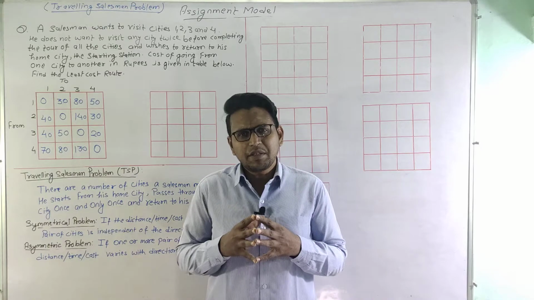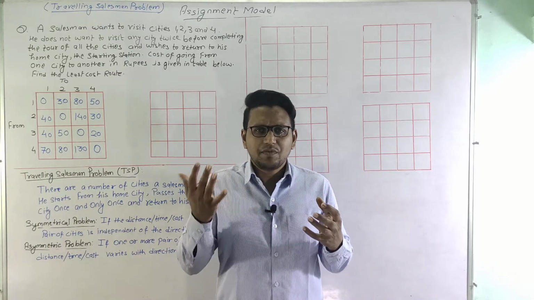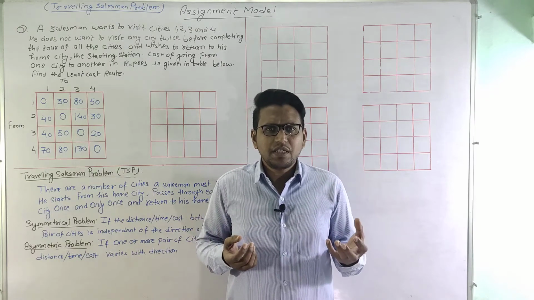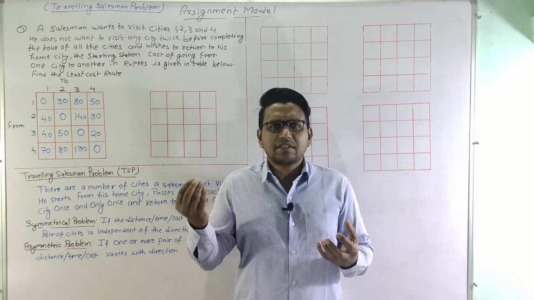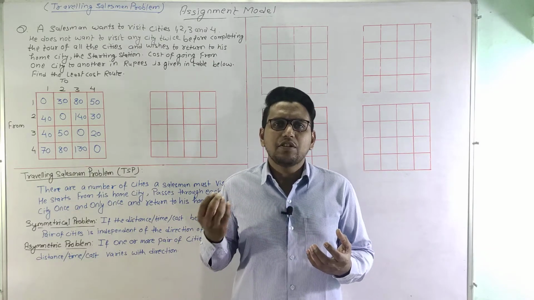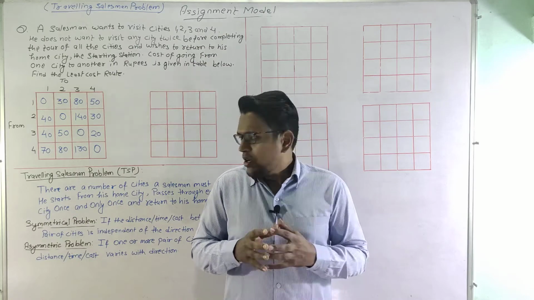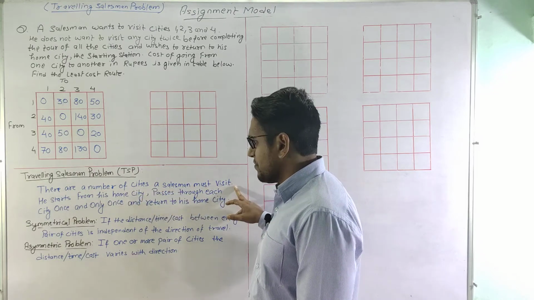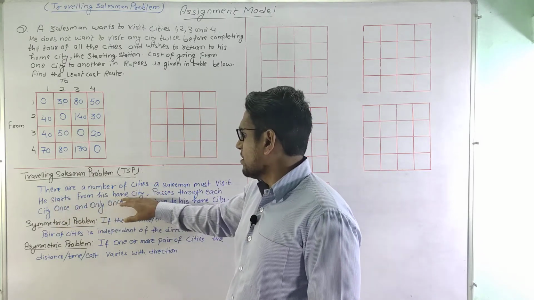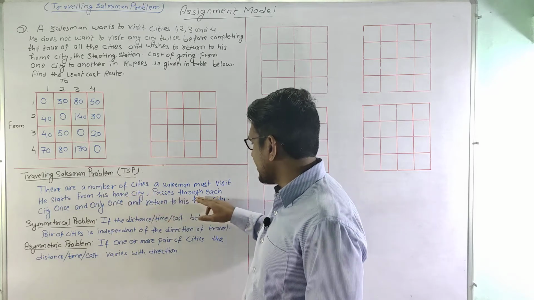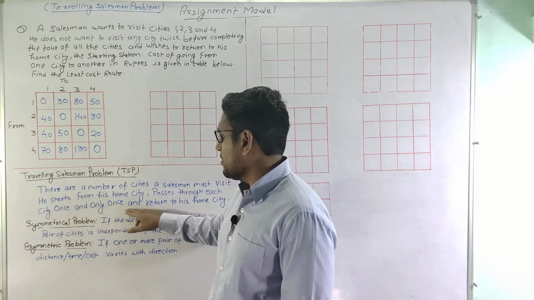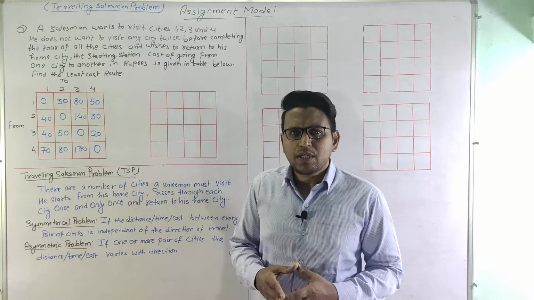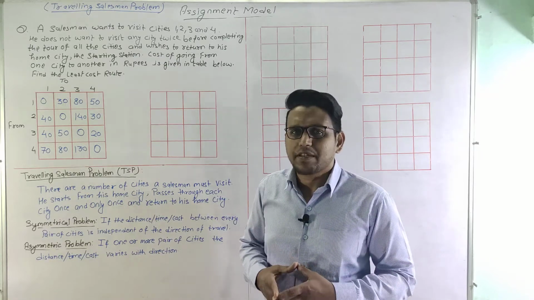In the traveling salesman problem, a salesman has to visit n number of cities. He starts his journey from his home city, wishes to visit each city once and only once, and return to the home city. As written, there are a number of cities a salesman must visit. He starts from his home city, passes through each city once and only once, and returns to his home city. The traveling salesman problem can be of two types, symmetrical or asymmetrical.